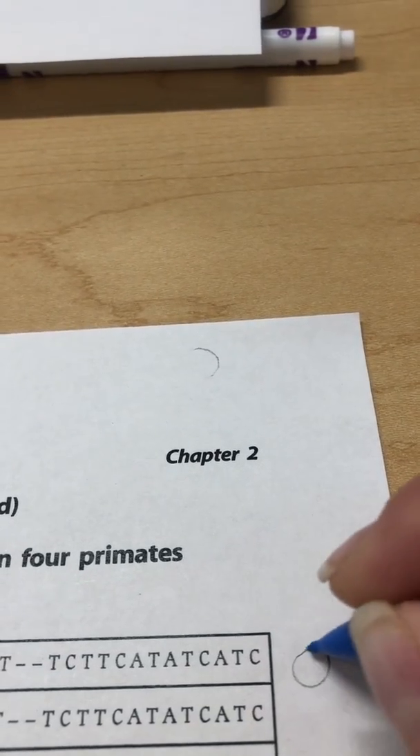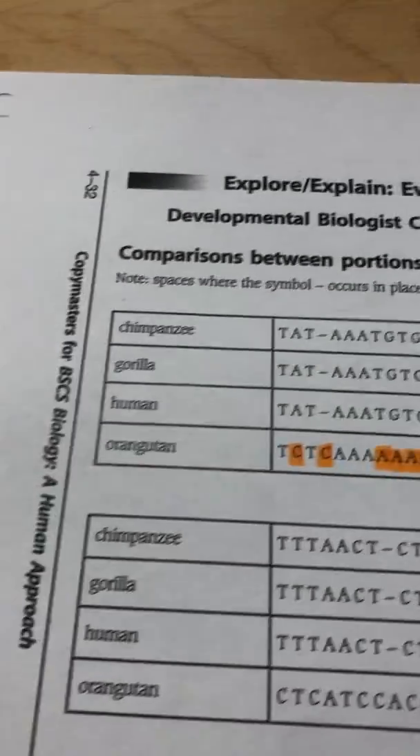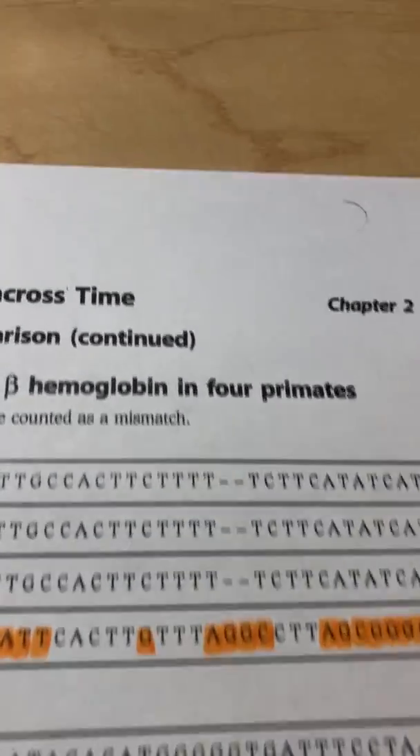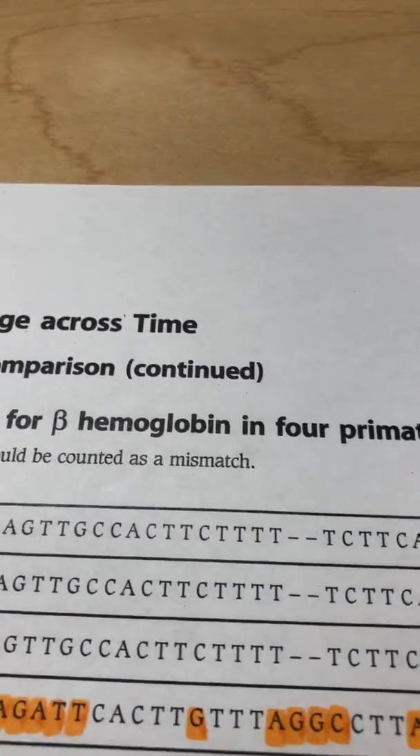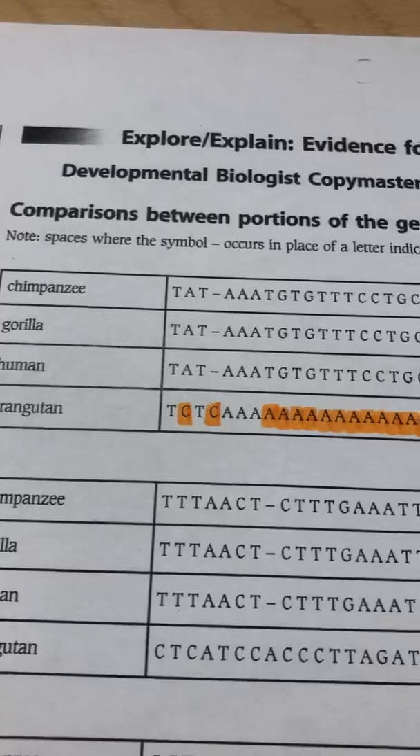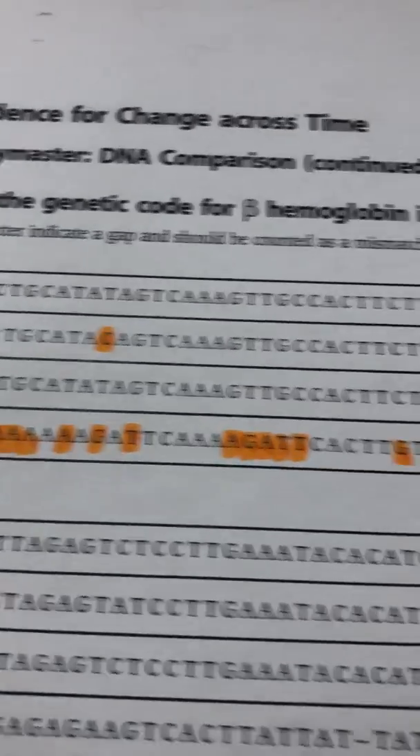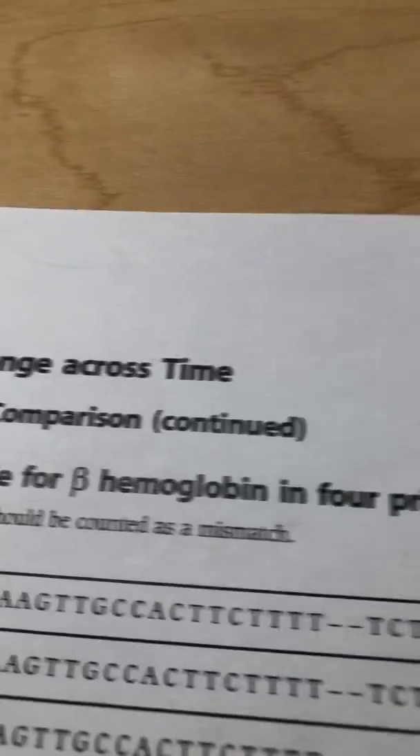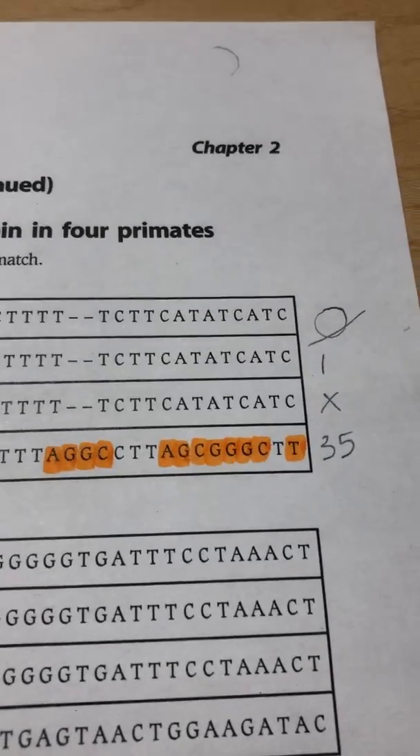So I'm going to write a 0 right there. There's no differences. Between the human and the gorilla, there is 1 difference. So I'm going to write a 1 there. Obviously, I'm not going to compare the human to the human, so there's just no number there. And the orangutan, if you count up all of those nucleotides that were highlighted, you should see 35 differences. So hopefully that's what you got. Go ahead and do that now.